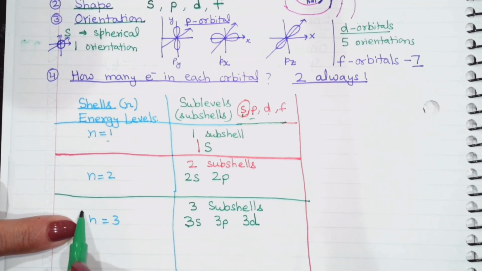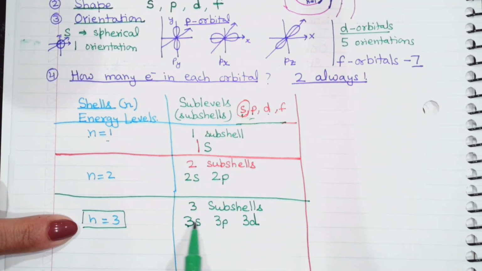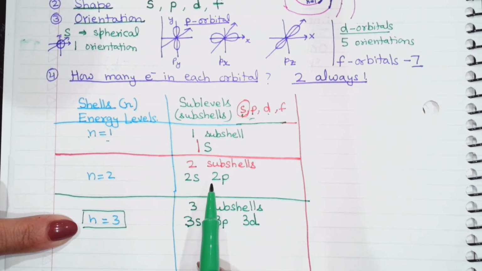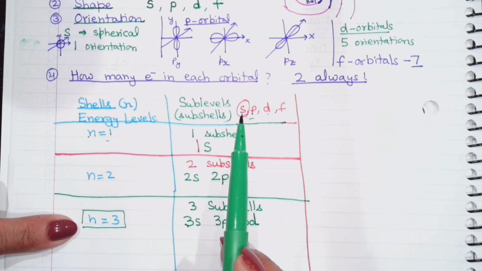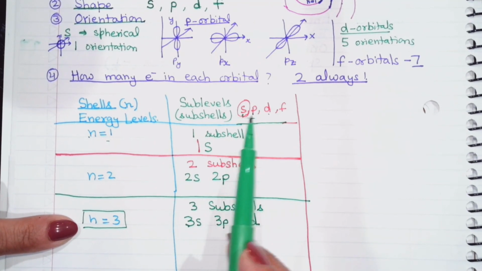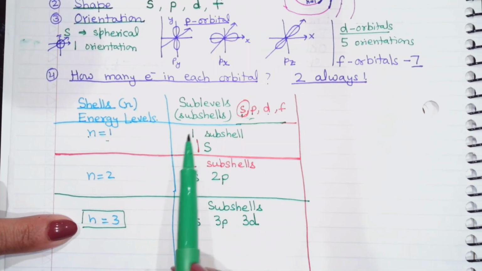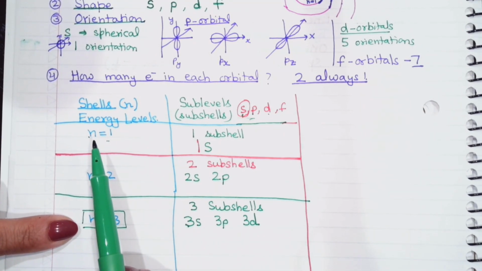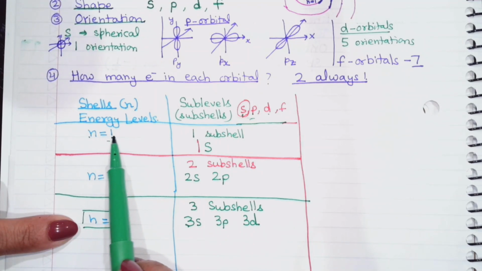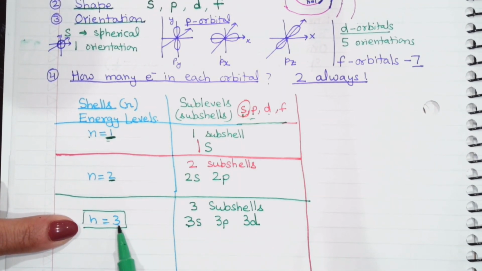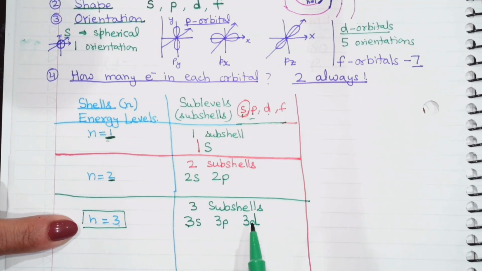Because N equals 3 will have 3 subshells. N equals 2 will have only 2 subshells, so we kind of have S and P only. N equals 1 has only 1 subshell. So the number of subshells is given by this number here. If n is 1, it has 1 subshell. If n is 2, it has 2 subshells. If n equals 3, it has 3 subshells, right?